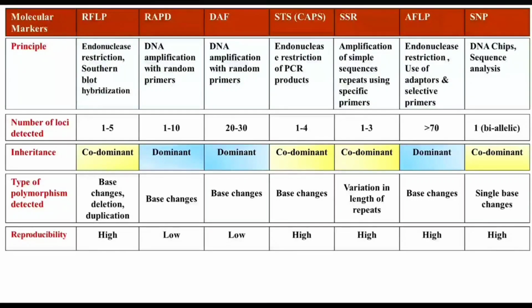Then reproducibility. RFLP, its reproducibility is high. RAPD, it's very low. DAF again low. Rest of the markers, reproducibility is high. So only in case of RAPD and DAF, it's low. Rest, it's high.